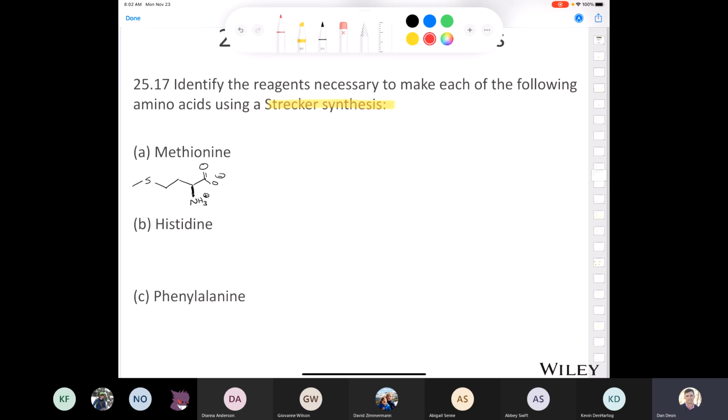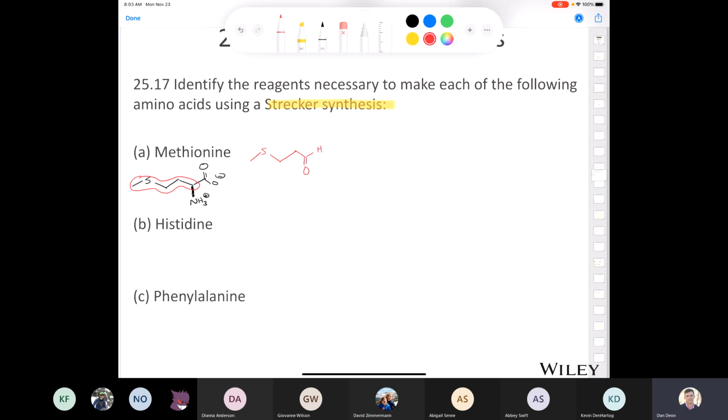But what you want to think about is how many carbons are going to be in the aldehyde that's required as my starting material, because Strecker synthesis always starts with an aldehyde. And so all of this part of the molecule that I'm circling in red, that is going to come from the aldehyde. And so your starting aldehyde is going to have methyl, the sulfur, 2 methylenes, and then your aldehyde, like that.